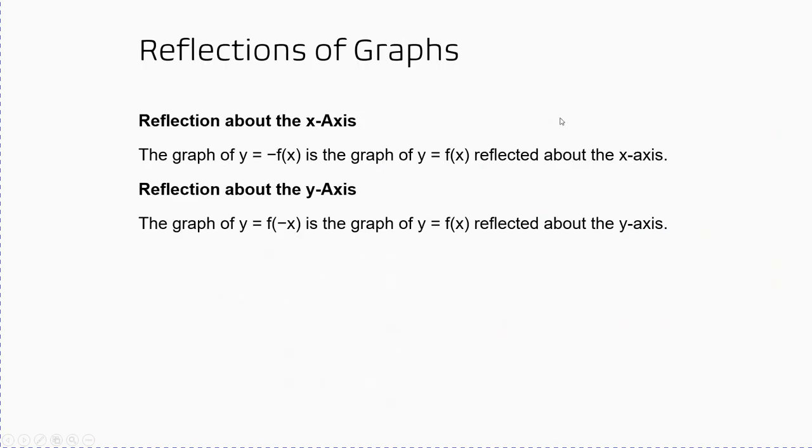All right, now let's talk about reflections. So reflections about the x-axis. If you have the graph of y is equal to negative f of x, it is the graph of y is equal to f of x reflected about the x-axis. So let me take this one, for example, this is x squared. If you were to sketch the graph of y is equal to negative x squared, to reflect it along the x-axis, you'd go, whoop, you'd flip it down. So it would be like this.